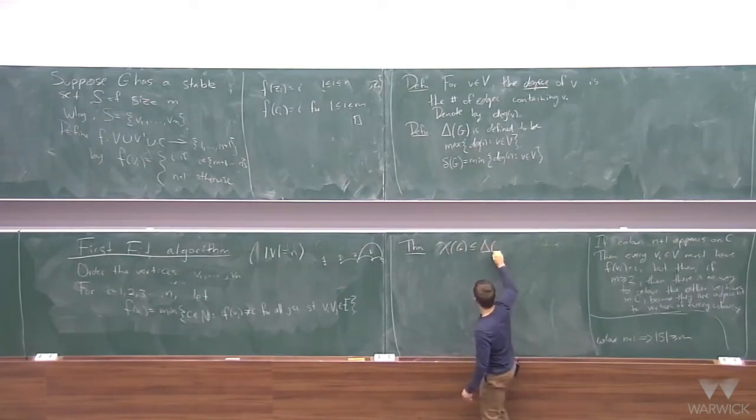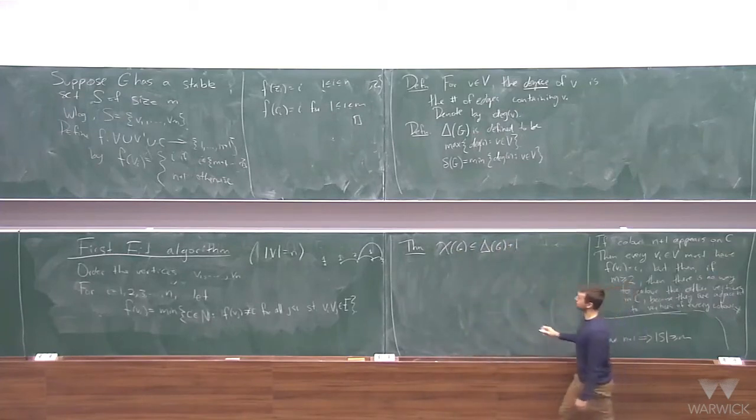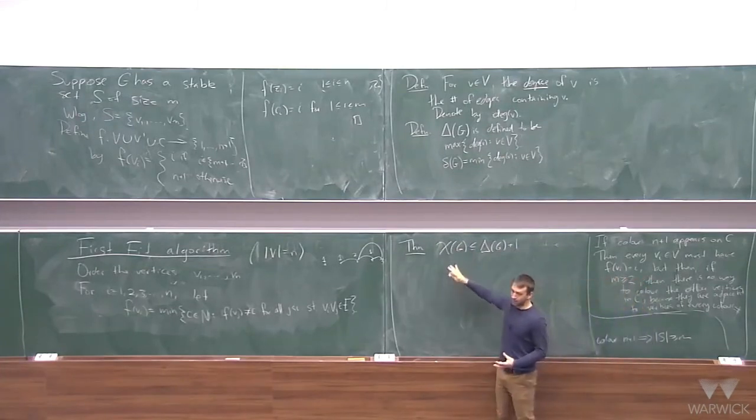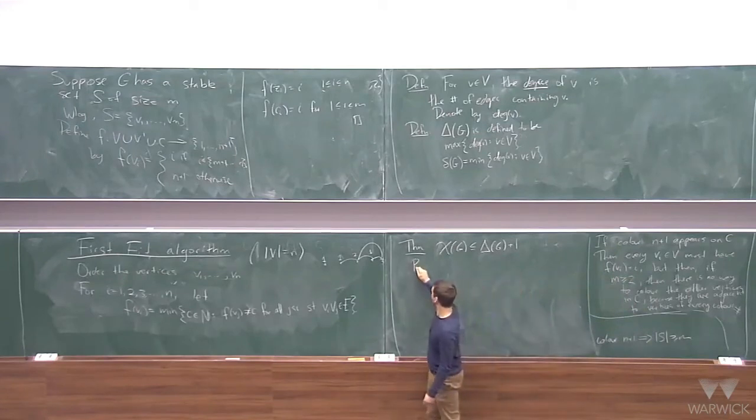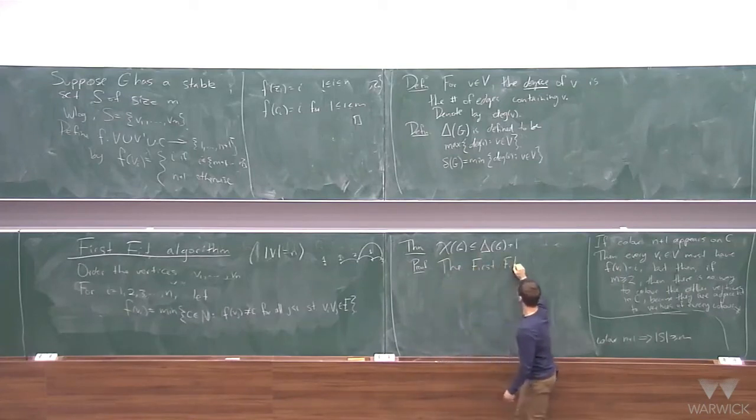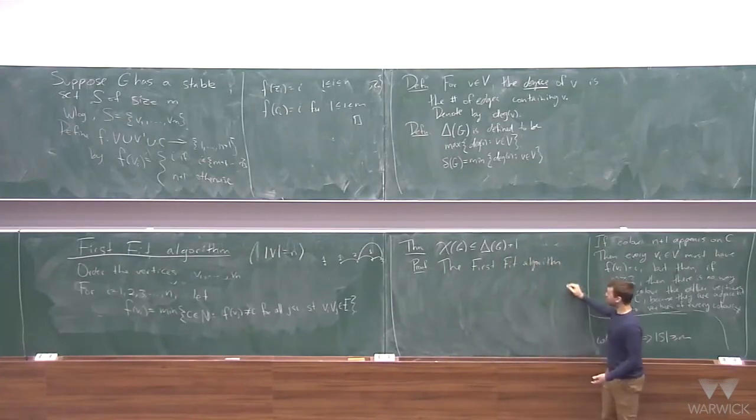Okay, so basically, this is a rather easy theorem, which is going to come just from this algorithm. The chromatic number of a graph is at most the maximum degree plus 1. Remember, chromatic number is the minimum number of colors that you can use in a proper coloring, right? So the proof is just that, well, the first fit algorithm, I think it should be pretty clear that it definitely gives you a proper coloring, right?